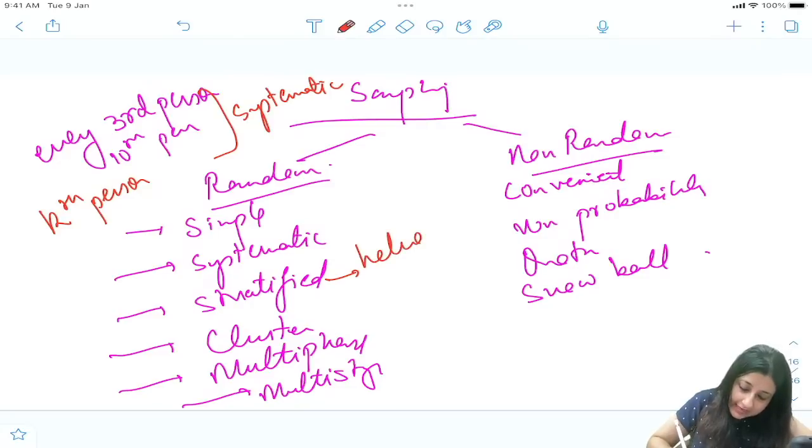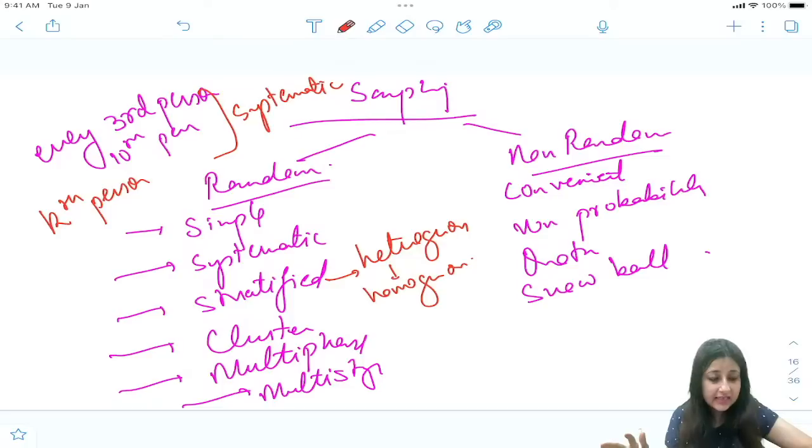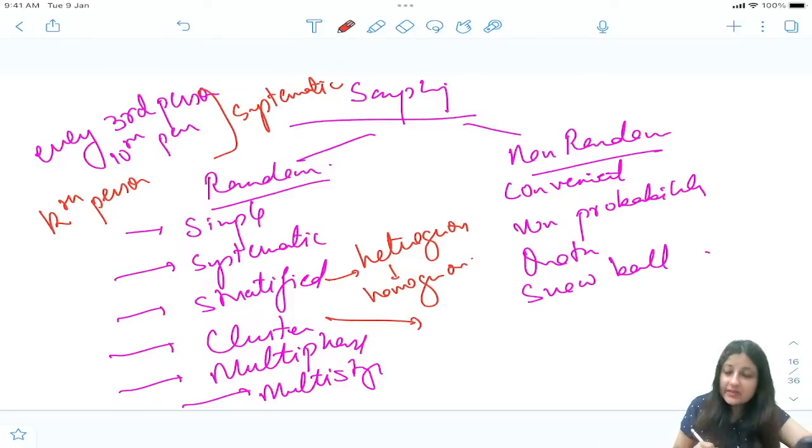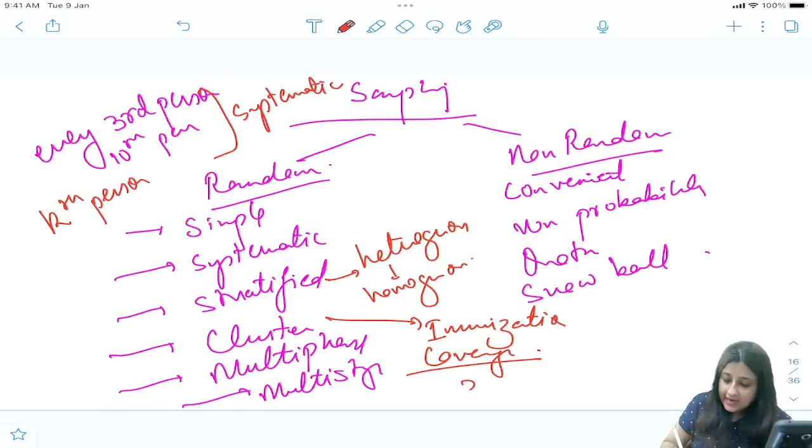Stratified mein question kya aayega? Heterogeneous ko homogeneous mein convert karna hai. Suppose there's a mixed population, we want to convert it into homogeneous, stratified. Theek hai? Cluster mein question aata hai, this is done for what? Immunization coverage. Now we have 30 into 7 clusters.